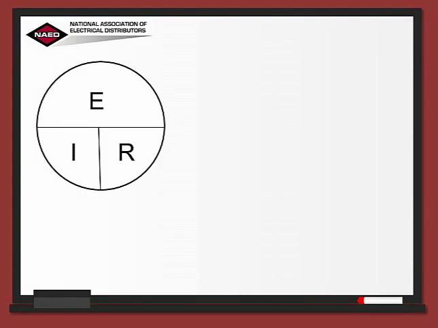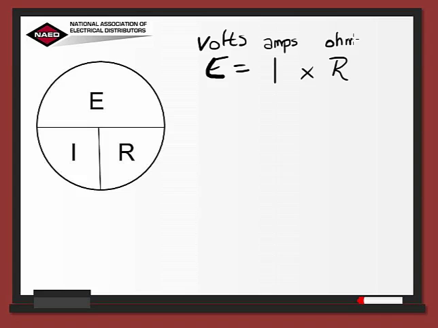Because Ohm's law can be expressed as a mathematical equation, you can easily apply it to an actual electrical application. Here's the basic calculation: E is equal to I times R. E is electromotive force measured in volts. I is the current measured in amps. R is the resistance measured in ohms. If you know any two of the variables, volts, amps, or ohms, you can calculate the third unknown variable.